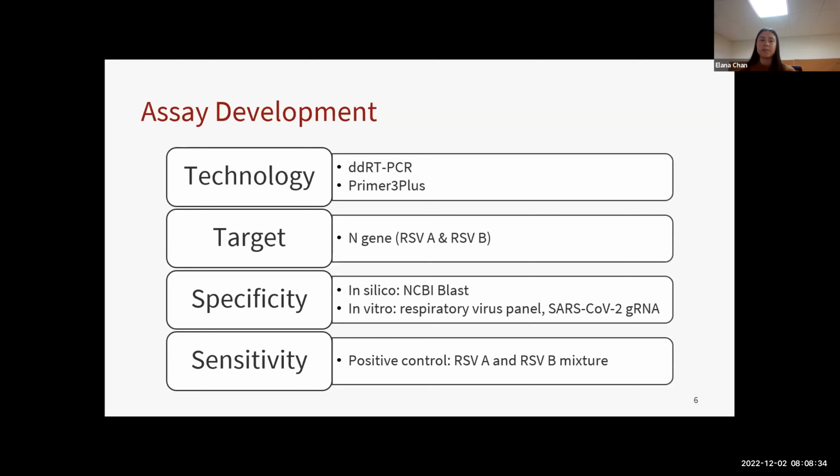And then secondly, specificity was tested in vitro against the respiratory virus panel, as well as SARS-CoV-2 guide RNA, to make sure none of these other viruses were being detected as positive using the assay. And then on the flip side, it was also important to make sure the assay was sensitive as well. So for a positive control, a mixture of both RSV-A and RSV-B was used to make sure that this sample was being detected as positive using the assay. And the assay was found to be both specific and sensitive, so then it could be applied to the wastewater solid samples.